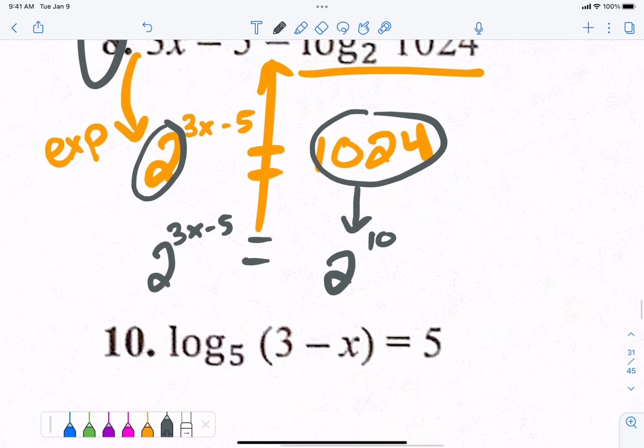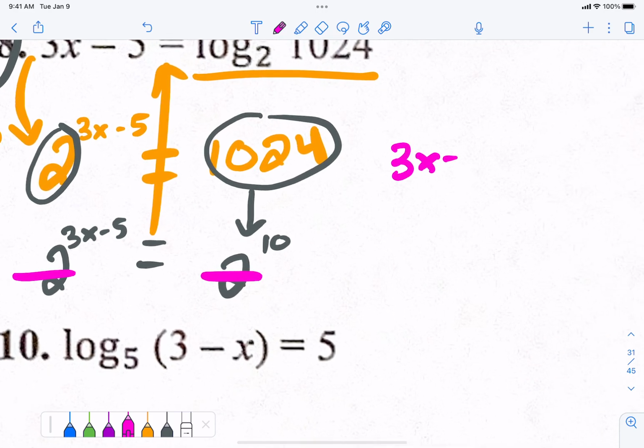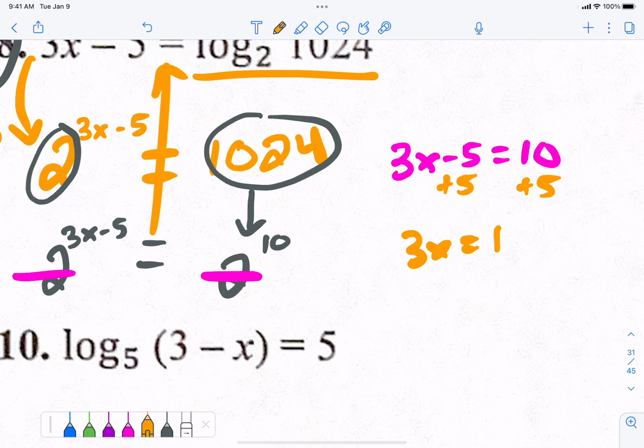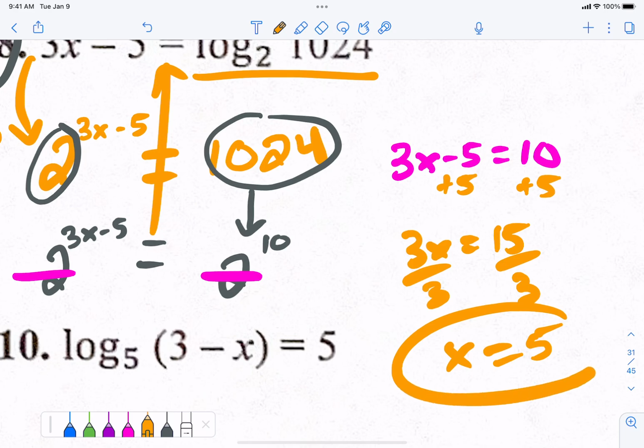So we've got that. I'm not doing anything to either side, I'm just rewriting 1024 as 2 to the 10th power. Now the 2s are gone. I just have 3x minus 5 equals 10. Add the 5, so 3x equals 15. And x is 5. Got it?